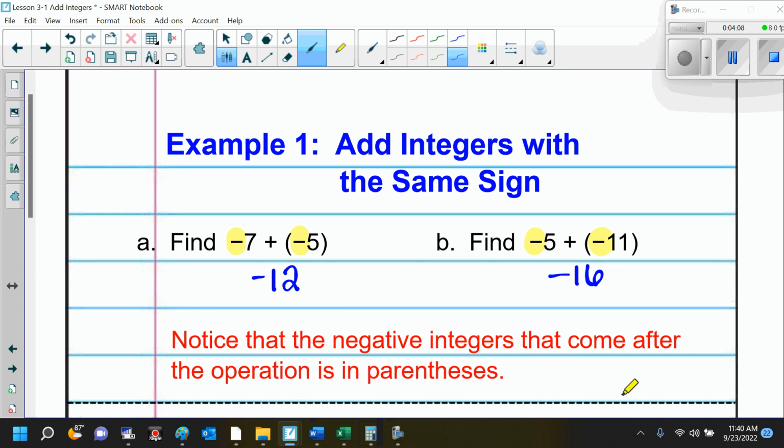Now, look at the note that I have down here. It says, notice that the negative integers that come after the operation are in parentheses. The reason it is in parentheses is just to separate the operation and the sign. That's it.